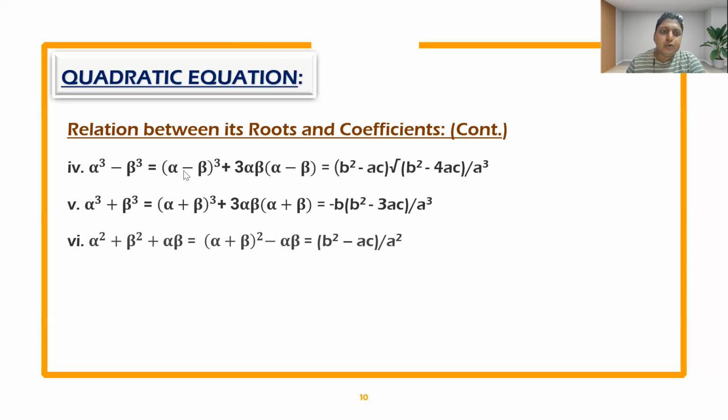Alpha cube minus beta cube is also in formula, that is alpha minus beta whole cube plus 3 alpha beta into alpha minus beta. So we apply alpha minus beta whole cube, that is b square minus ac under root b square minus 4ac divided by a cube. So these are some expressions we have to learn directly so that it consumes less time and makes the answer definite.